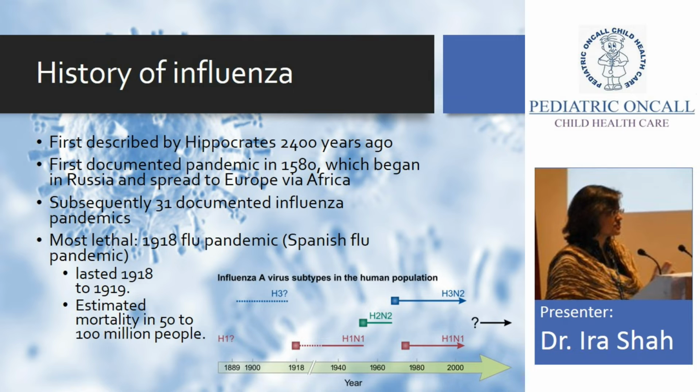Influenza was described by Hippocrates 2400 years back. It must be even earlier than that. But the first documented pandemic was in 1580, and subsequently there have been 31 documented pandemics. The most lethal was in 1918, which lasted for 2 years, and it's supposed to have killed 50 to 100 million people. So that was the seriousness of the pandemic at that time. That was the Spanish flu pandemic.